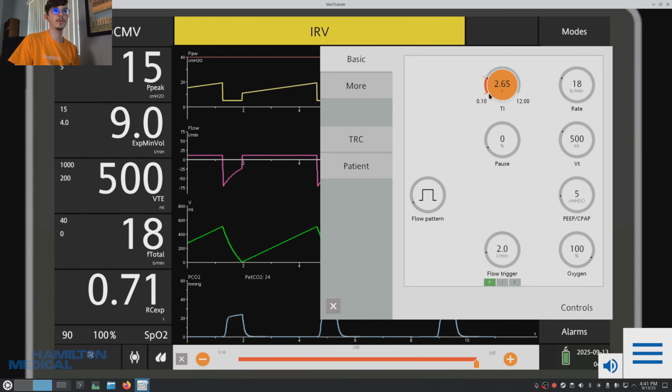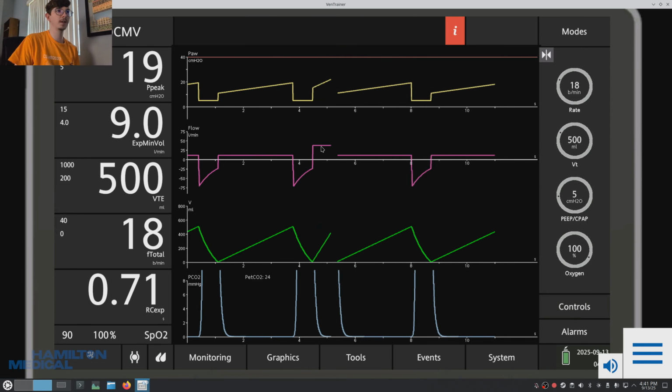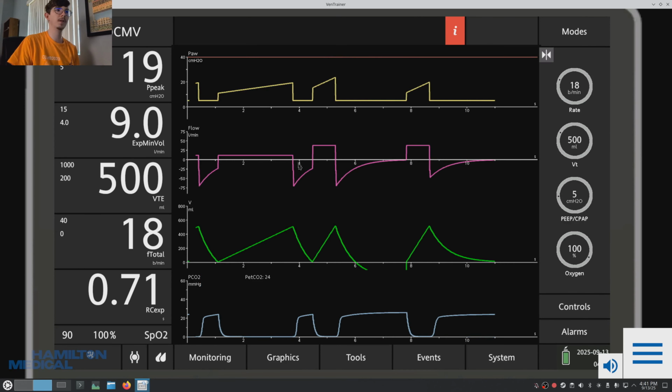So what you do is you reduce the I time. You bring it back down to something reasonable. And now, oh my god, my peak pressure is higher. Boo-hoo. Patient will actually get the flow they want.